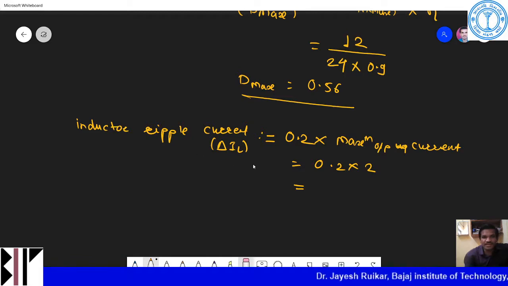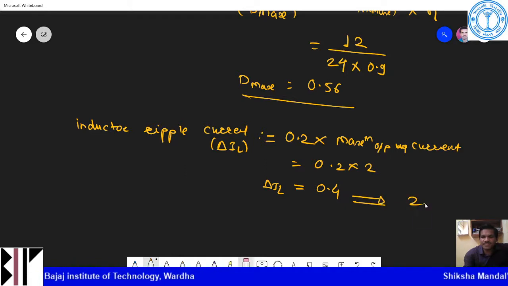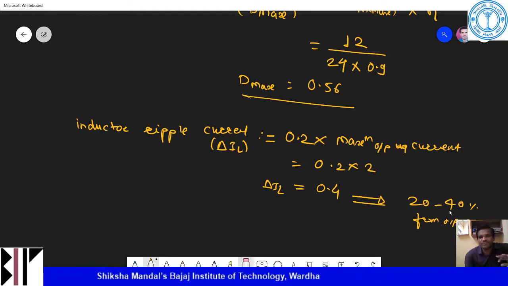So inductor ripple current delta IL is nothing but 0.2 multiplied by 2, that is 0.4. What does this mean? That means 20 to 40% of the output current. This is the ripple current. Ripple current is around 20 to 40%, because we got the value 0.4.